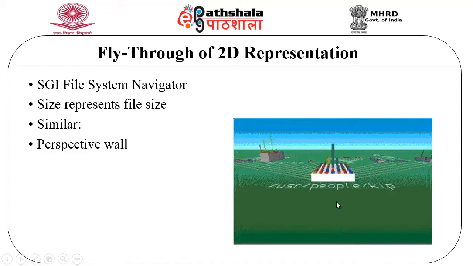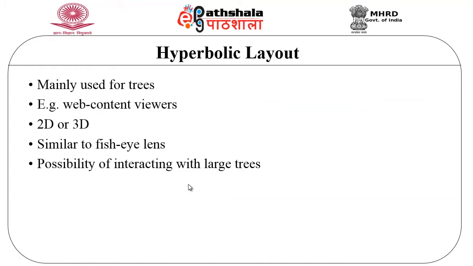This is similar to something called a perspective wall that we have already seen in the case of distortion techniques. In the case of the perspective wall, which uses the focus plus context approach, we can see that the focused part is shown as a clear wall to the end user, whereas the context information is shown in the form of a distorted wall. The other name given to this is perspective wall.